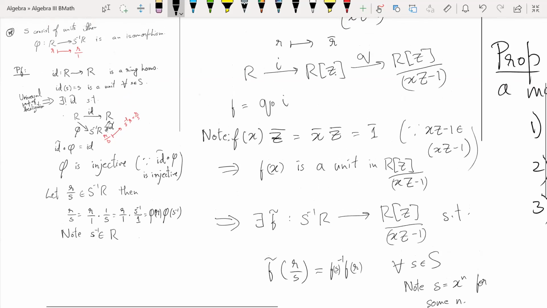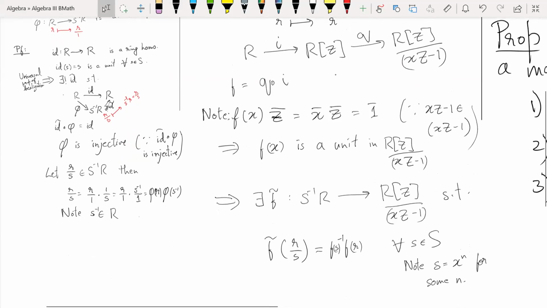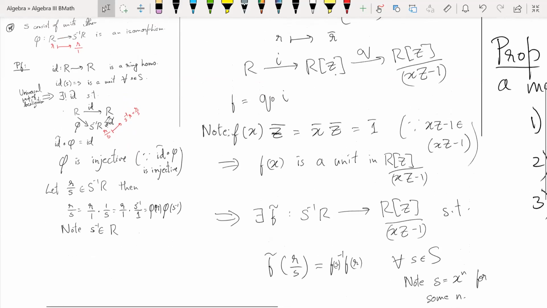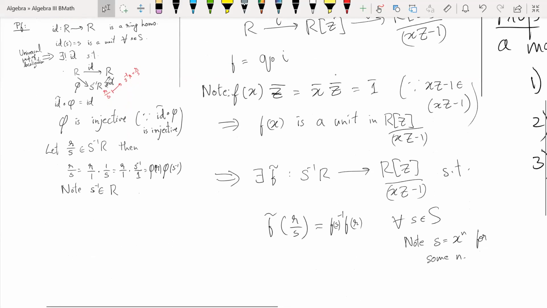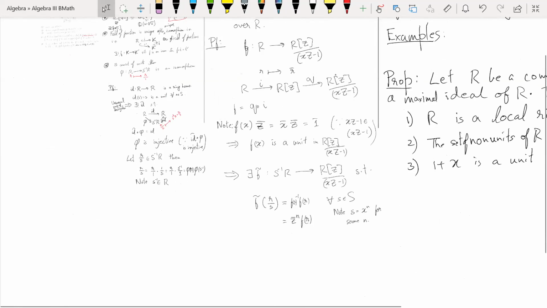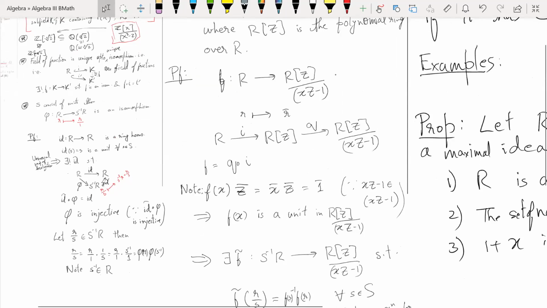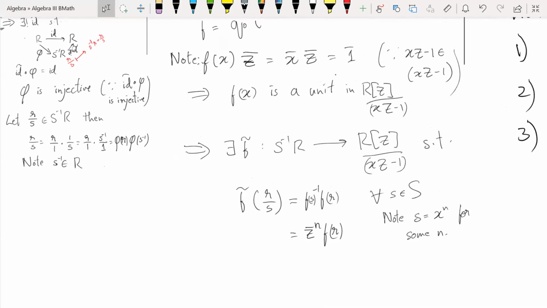We know that F of x is a unit in R[z] mod xz minus 1. What is the inverse of F of x? It is z bar. So what will be the inverse of F of s if s is x power n? It is z bar power n. So this is the definition of F tilde, and so you got F tilde clearly. What we wanted to show is that this map is an isomorphism, that S inverse R is isomorphic to this ring. So in fact, we will show that this map itself is an isomorphism. Okay, so let's see.